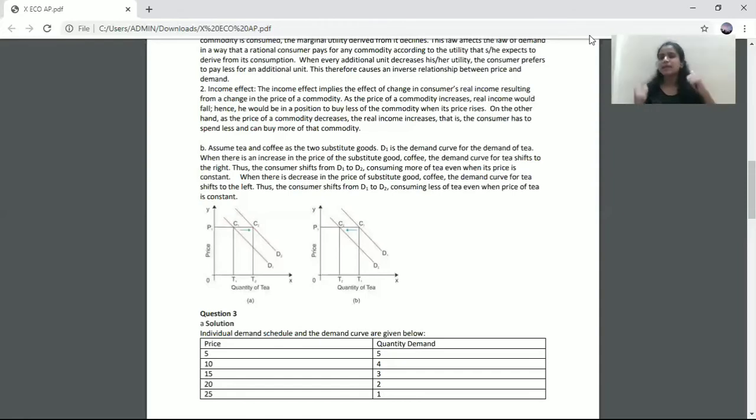To take another example, imagine now the coffee prices are falling. Now when coffee prices are falling, definitely people will stop demanding tea, which means the demand for tea will fall, and they will shift their demand from consuming tea to consuming coffee, right? So when the price of coffee fell, the demand for tea also fell. So there is a direct relationship between the price and the quantity of substitute goods. So you will explain like this.